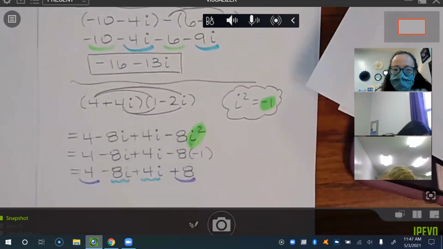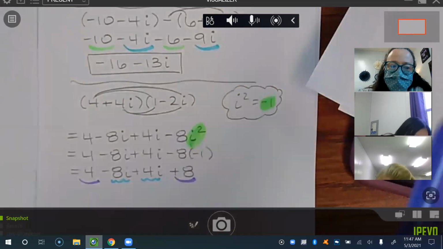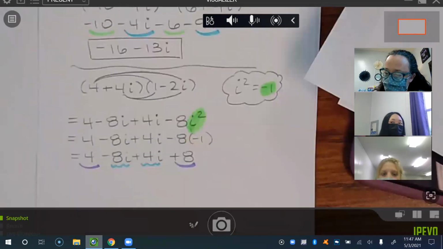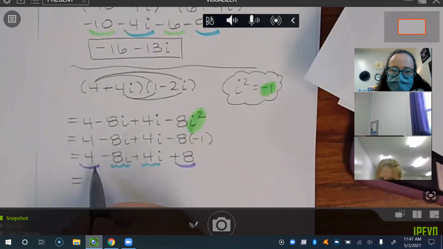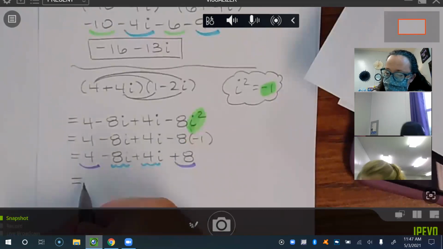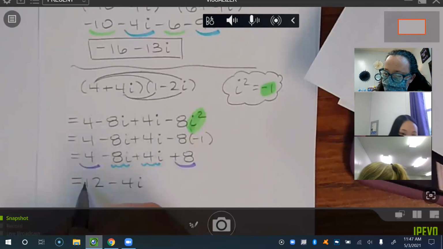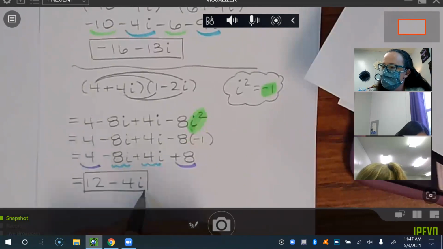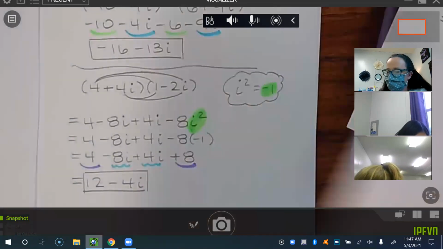And remember, you write them in a plus bi form. So you put the real component first. So 4 plus 8 is 12, and then minus 4i. That's your longest section of today's assignment.